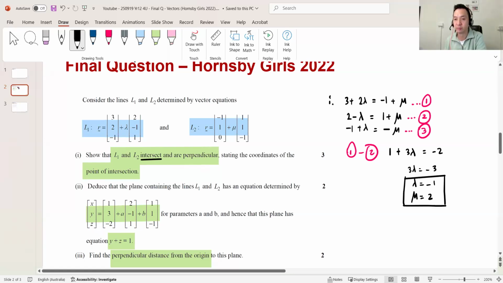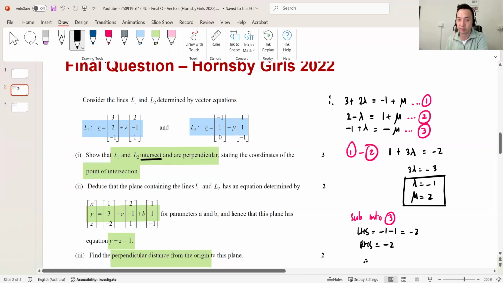Now sub that into equation 3 to test. The left-hand side equals -1 plus 1, which is 0, and the right-hand side equals -1, so I'll check it properly: both sides must agree.